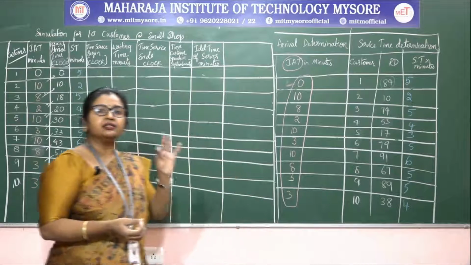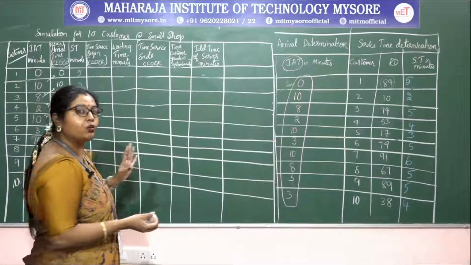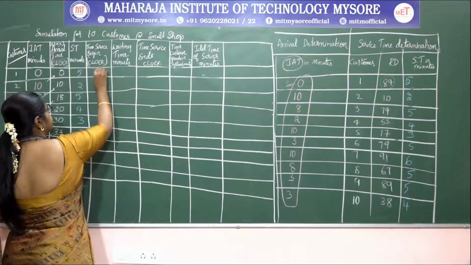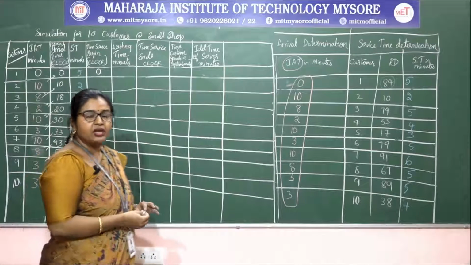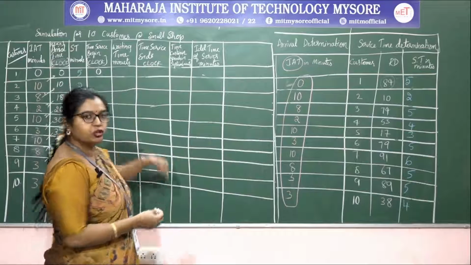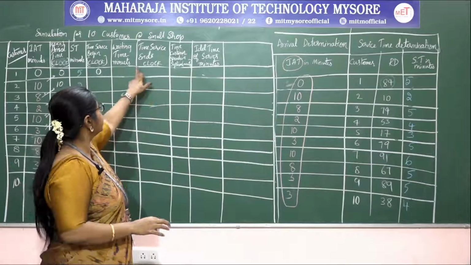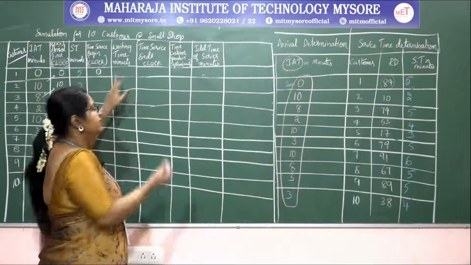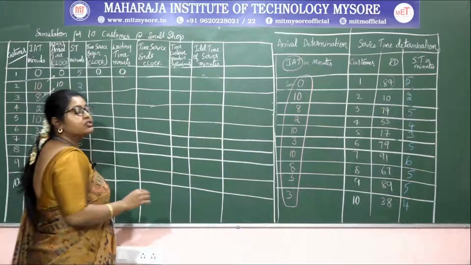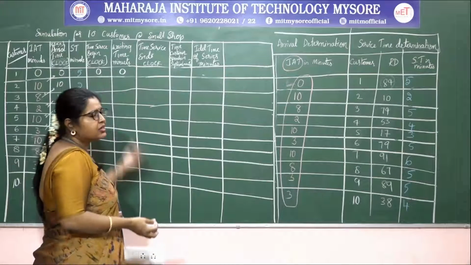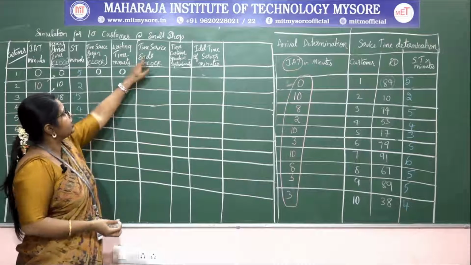So definitely the service begins at what time? 0th minute itself. He has arrived at the 0th minute, and the service has started at the 0th minute itself. Has he waited in the queue? No, right? So he has not waited for any minute. So that is 0. Next, time service ends.